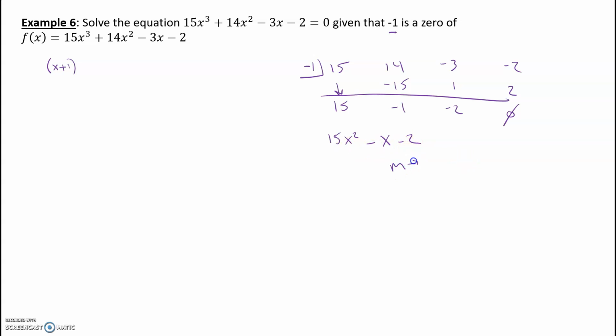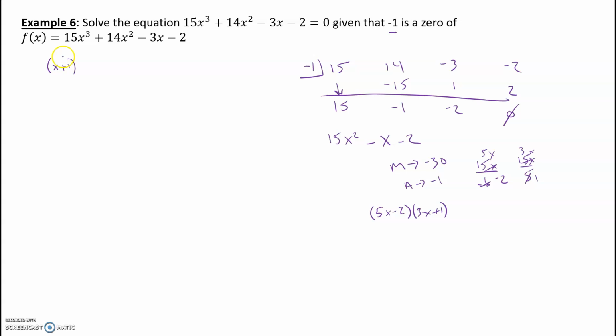We want a number that multiplies to negative 30, adds to negative 1. We got 6 and 5, and we want 6 to be negative. 15x goes on top. Oops, forgot my x. These are both divisible by 3, so you got negative 2 and you got 5x. These are both divisible by 5, you got 1 and 3x. And now we can factor. So this becomes 5x minus 2 and 3x plus 1.